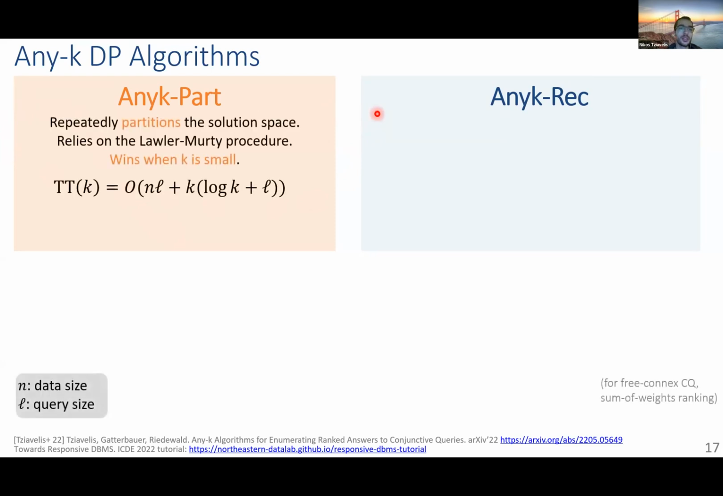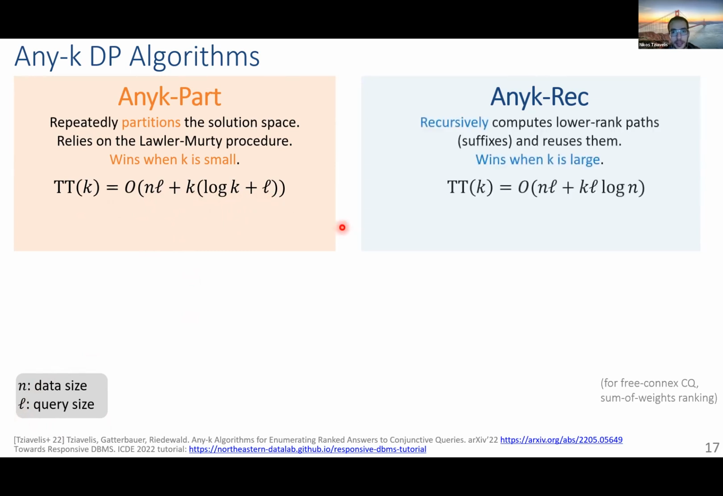The first one works by partitioning the solution space in a particular way. And in general, it wins when the value of K is rather small. The guarantee that it achieves is basically, if N here is the size of the data and L is the size of the query, it needs N times L, which is essentially the size of the database. And then for every result K, we pay a log K plus L, which is the size of the output tuple. So that's what Anyk-Part achieves.